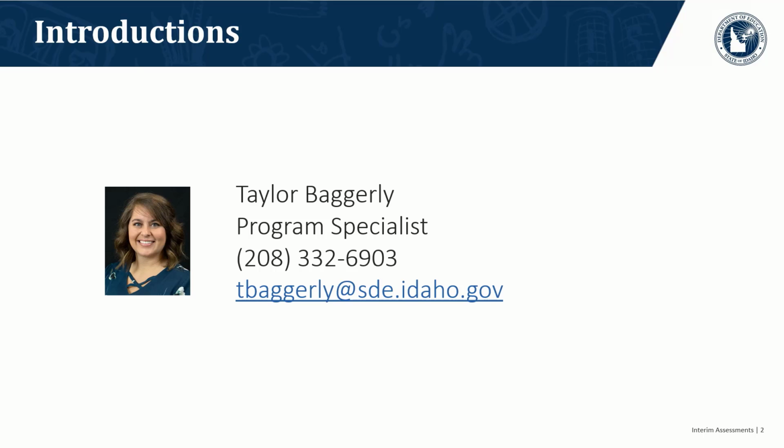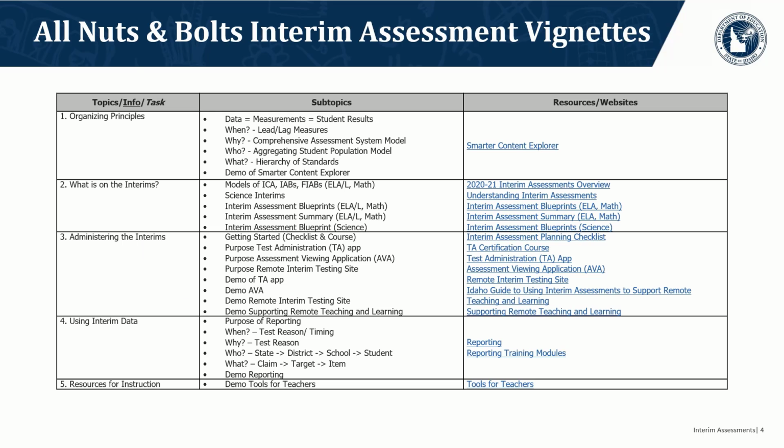This is vignette number 2 in the nuts and bolts of interim assessment general topic. I will be discussing the different types of interims available for ELA and literacy, math and science. I will also be reviewing the interim blueprints and the interim summaries that let you know what is on the interims. There is a total of 5 nuts and bolts of interim assessments vignettes.